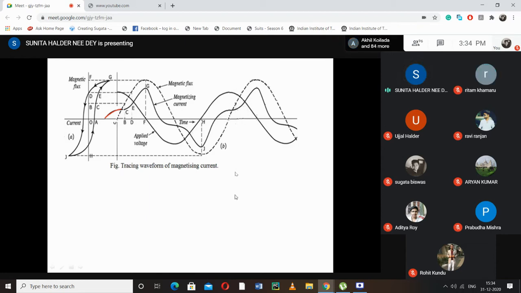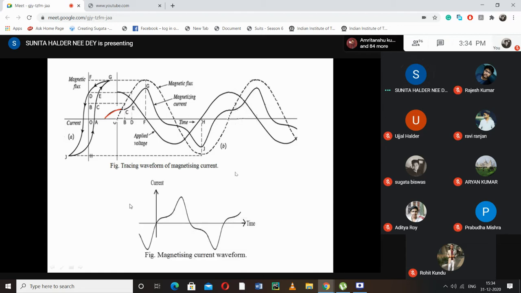Not exactly peaky in nature, but there is some deformation near the zero crossing also due to the residual magnetism. So if we see the magnetization current waveform in the oscilloscope, then we shall get this one. I just copy it from here and delete the remaining portion, because we shall see this figure in the oscilloscope. We shall expect that one.